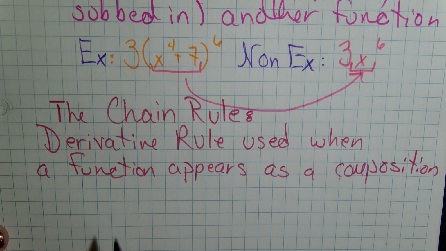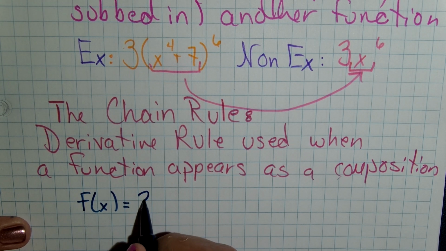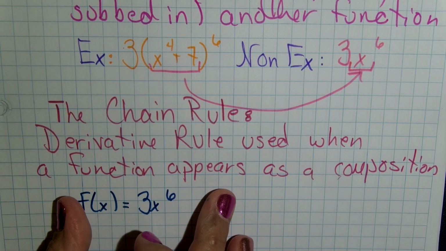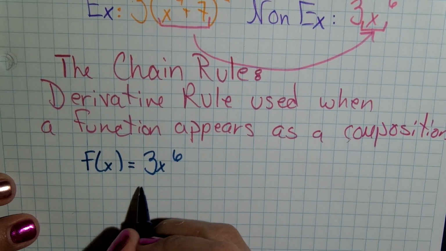Okay. So let's take the simple one. F of x is equal to 3x to the 6th. Okay? If we took the derivative, all we had to use here was the power rule. That's it, just the power rule.